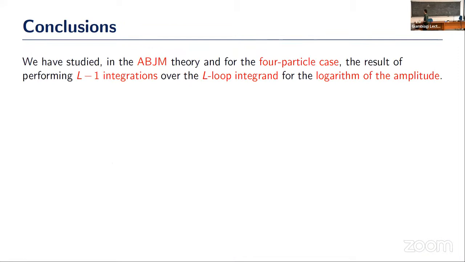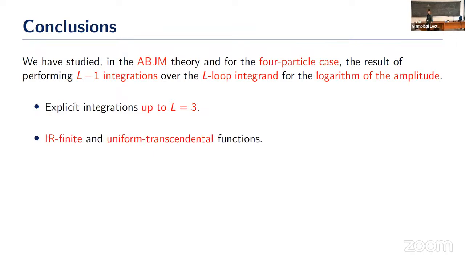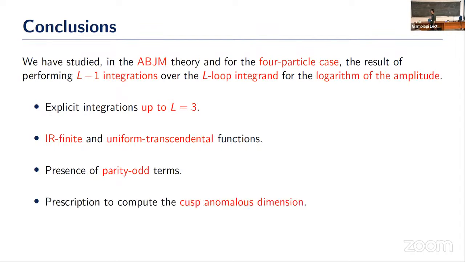So let me read the conclusions. We study, in the ABJM theory, the result of integrating the logarithm of the L-loop integrand for the logarithm of the scattering amplitudes, up to L minus one integrations, for the four-particle case. We perform the explicit integrations up to L=3. We find IR finite and uniform transcendental functions. We found the presence of parity-odd terms in the integrated results. Moreover, we built a prescription to compute the cusp anomalous dimension of the theory, and we tested this prescription at the first non-trivial order, and we got a positive result. And we found a conformal invariance for the Lie singularities of the transcendental integrated results.